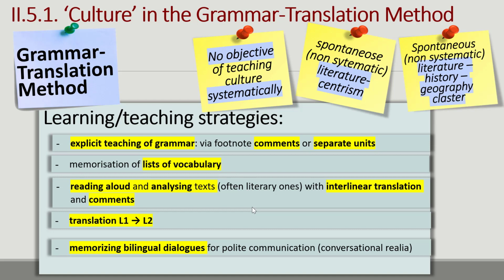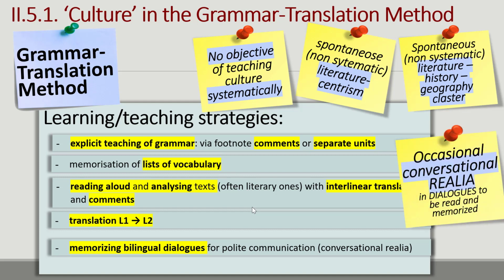The second way, it is the case when, instead of literary works, or beside them, a textbook suggests reading texts on the history and geography related to the country where the target language is spoken. This way to integrate culture refers to the understanding of culture as an interdisciplinary cluster composed of literature, history, and geography. Finally, a textbook may suggest memorizing dialogues, referring to polite everyday conversations. The target culture is presented thus in the form of spontaneously conversational realia. Let's see some examples.